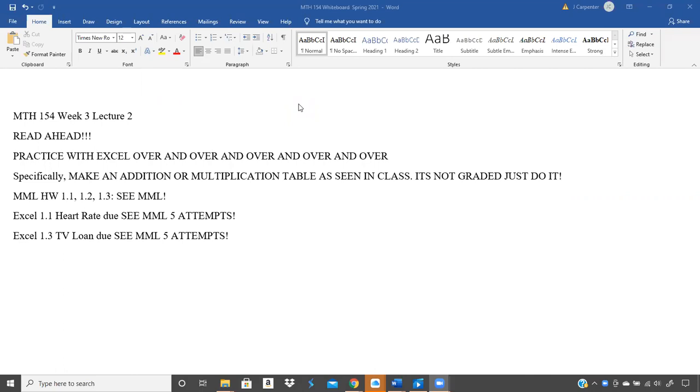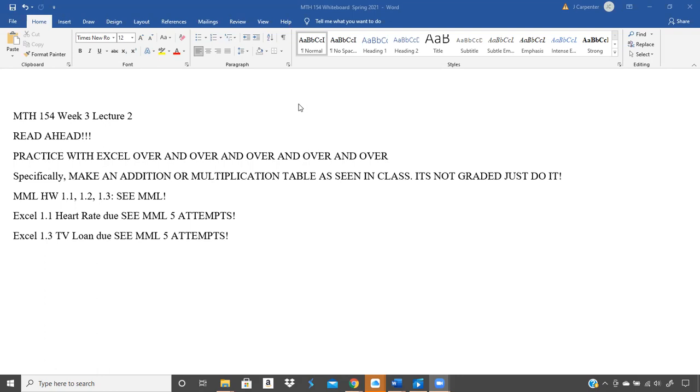Probably the sixth or seventh time I've reminded you to read ahead. So if we're going over section 5.1 today, which we're not, that means the next time you should be reading 5.2. If you're taking this class on a once per week basis, that means you need to read the next 2 to 3 sections ahead.